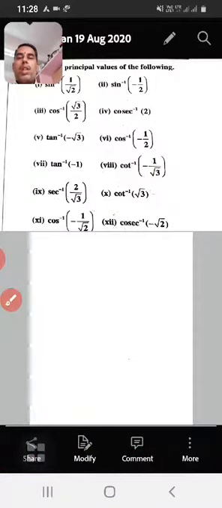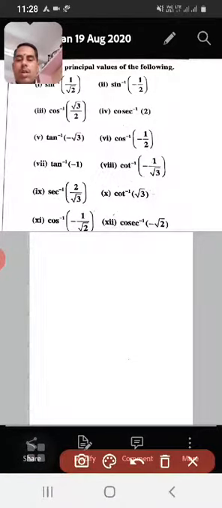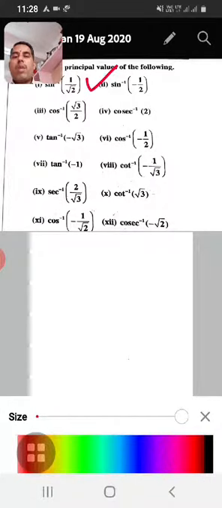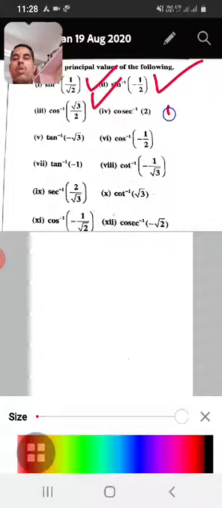See, you are observing on the screen here. What is the question here? Find the principal value of the following. Sine inverse of 1 by root 2 is given. Sine inverse of minus 1 by 2 is given. Cos inverse of root 3 by 2. Cosecant inverse 2. Like this, I have considered 12 cases here.